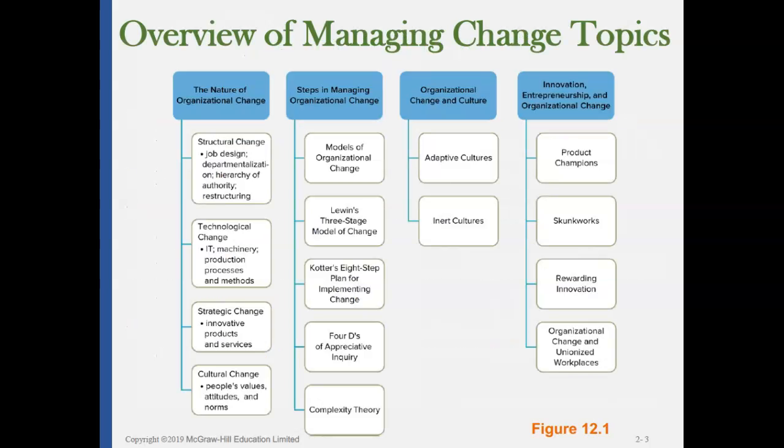Let's jump in. Okay, so this is an overview of a number of concepts we're going to cover in this section. The farthest column to the left, the nature of organizational change, we have four types of change: structural change, technological change, strategic change, and cultural change. We're going to go into all of those in more detail later in this chapter. Then we have the steps in managing organizational change, models of organizational change, Lewin's three-stage model, Kotter's 8-step plan, the 4Ds of appreciative inquiry, and then complexity theory.